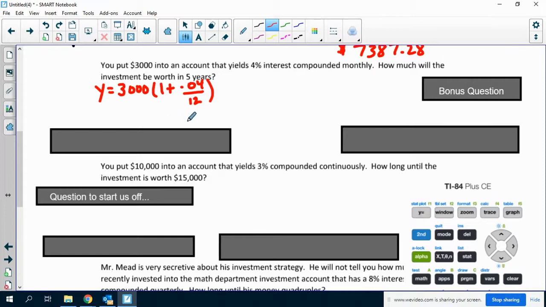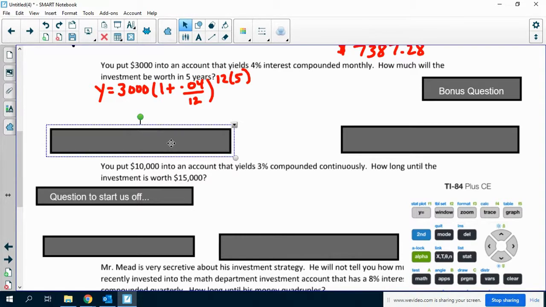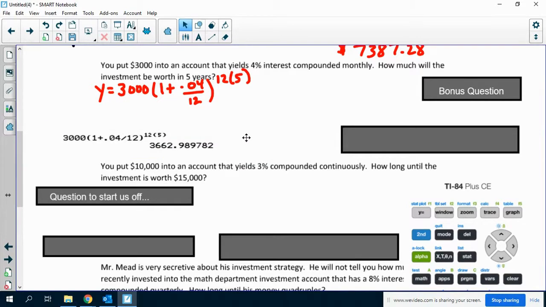So you get 0.04 divided by 12, which is about 0.00333333. That's like 0.33-ish% interest, but you get it 12 times. Over the course of a year, that ends up being almost equivalent to 4%. It's actually slightly more than 4% if you just did it once. And then it's 12 times 5, because in the formula we have 5 years and 12 compoundings. You type that in the calculator, and you end up getting $3,662.99.